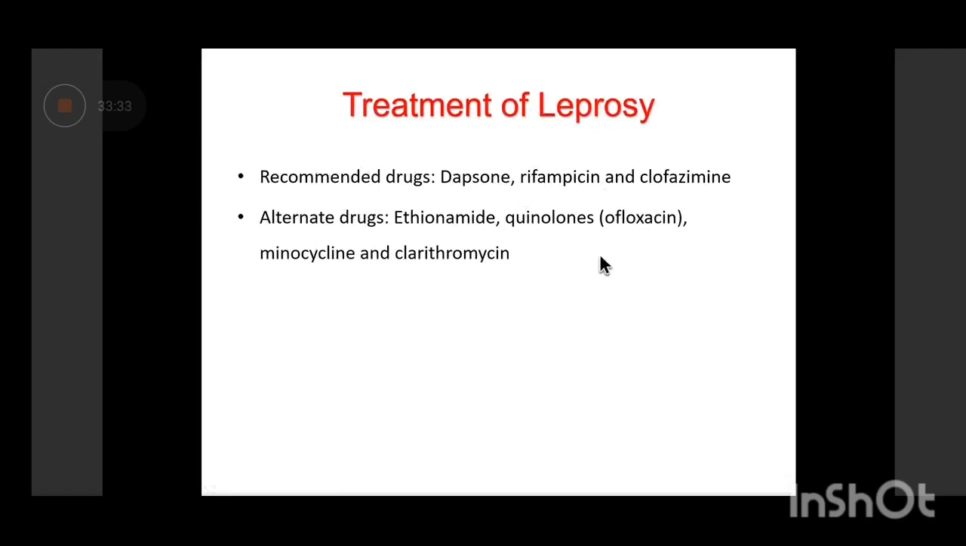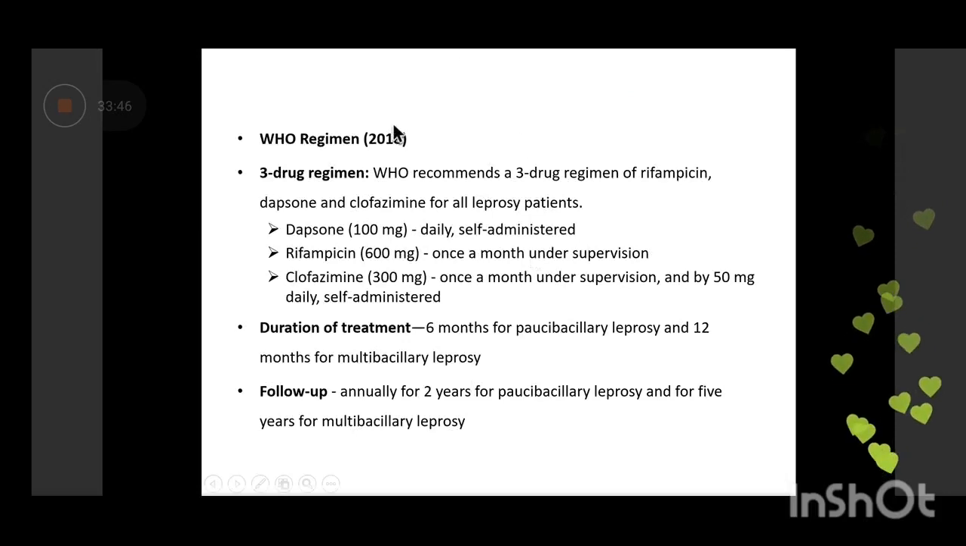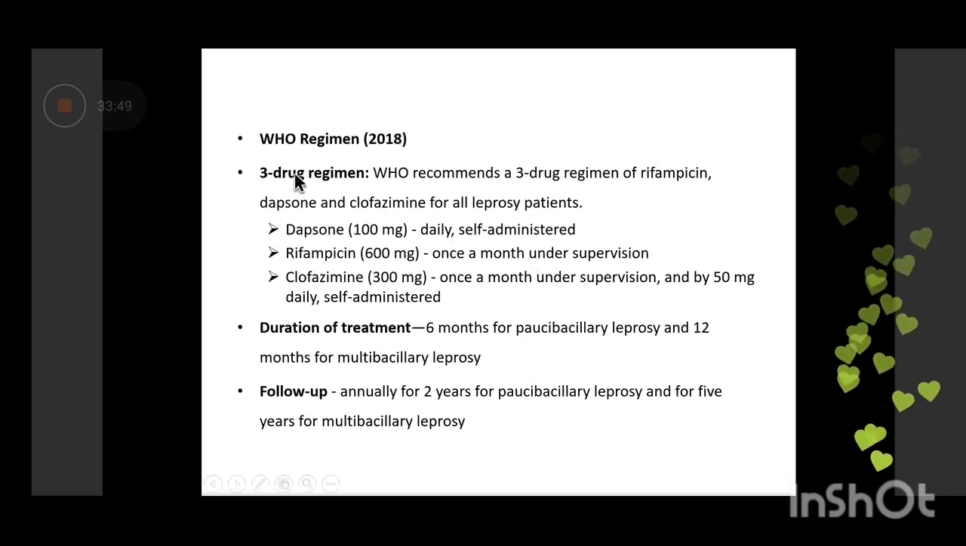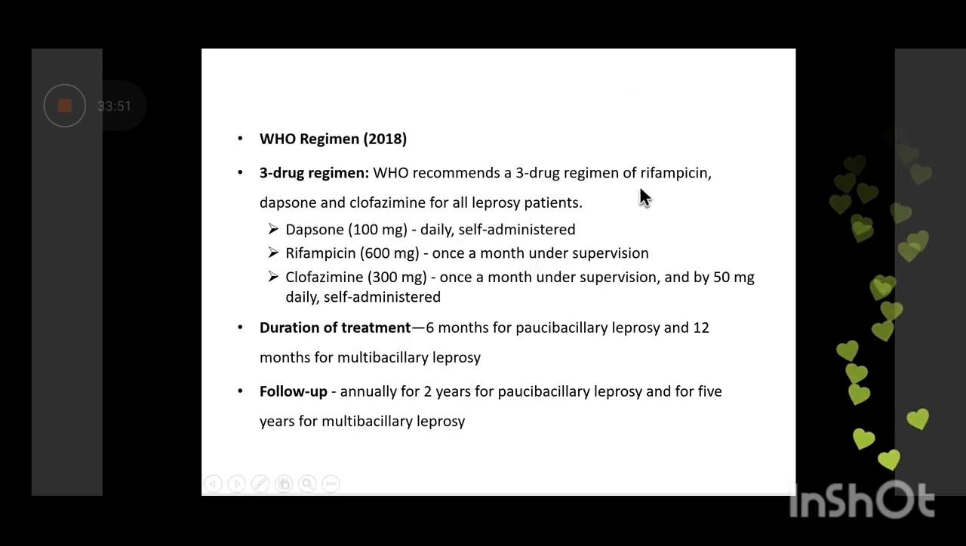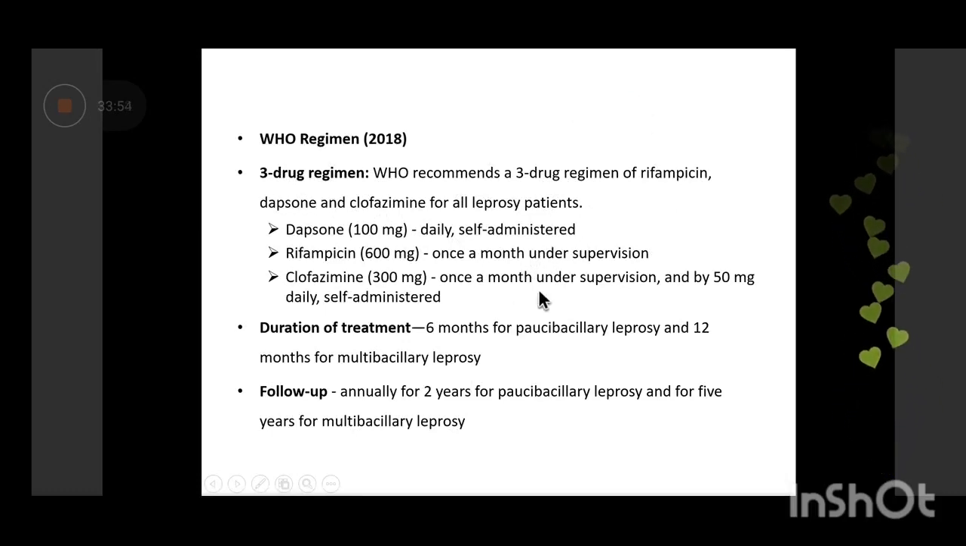Then treatment. The recommended drug therapies are dapsone, rifampicin and clofazimine. The alternate drugs are ethionamide, quinolones, minocycline and clarithromycin. There is a WHO-recommended 3-drug regimen to minimize drug resistance. Dapsone is administered daily, rifampicin once a month under supervision, and clofazimine once a month under supervision, plus 50 milligrams daily, self-administered.